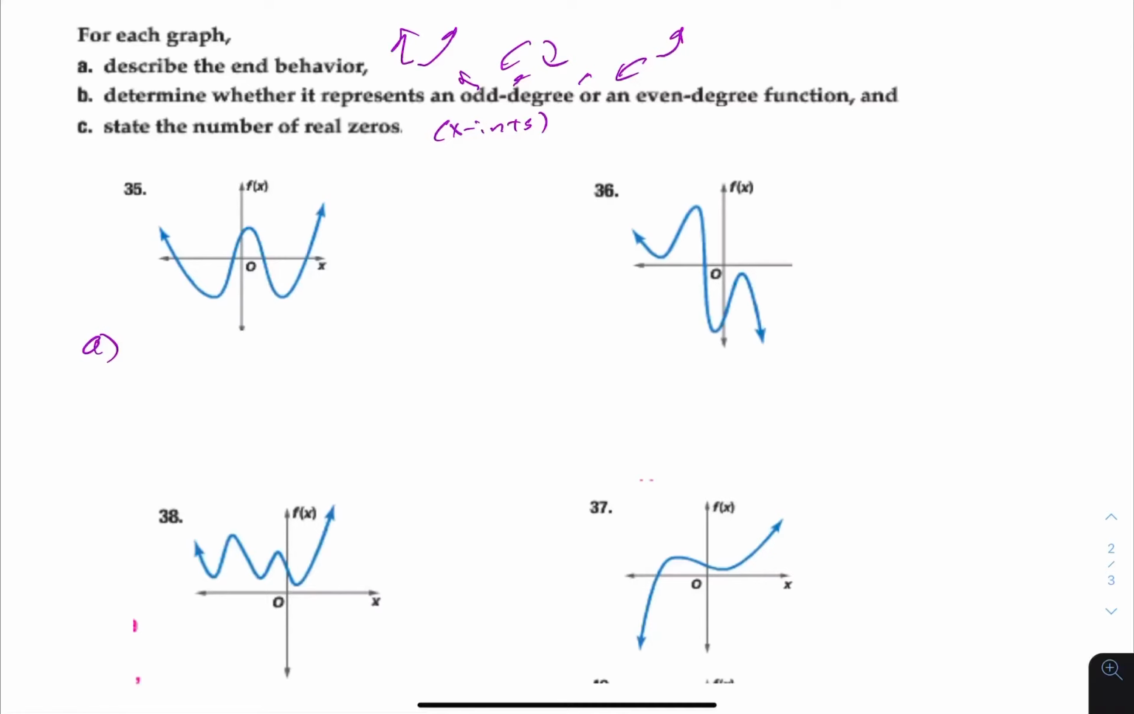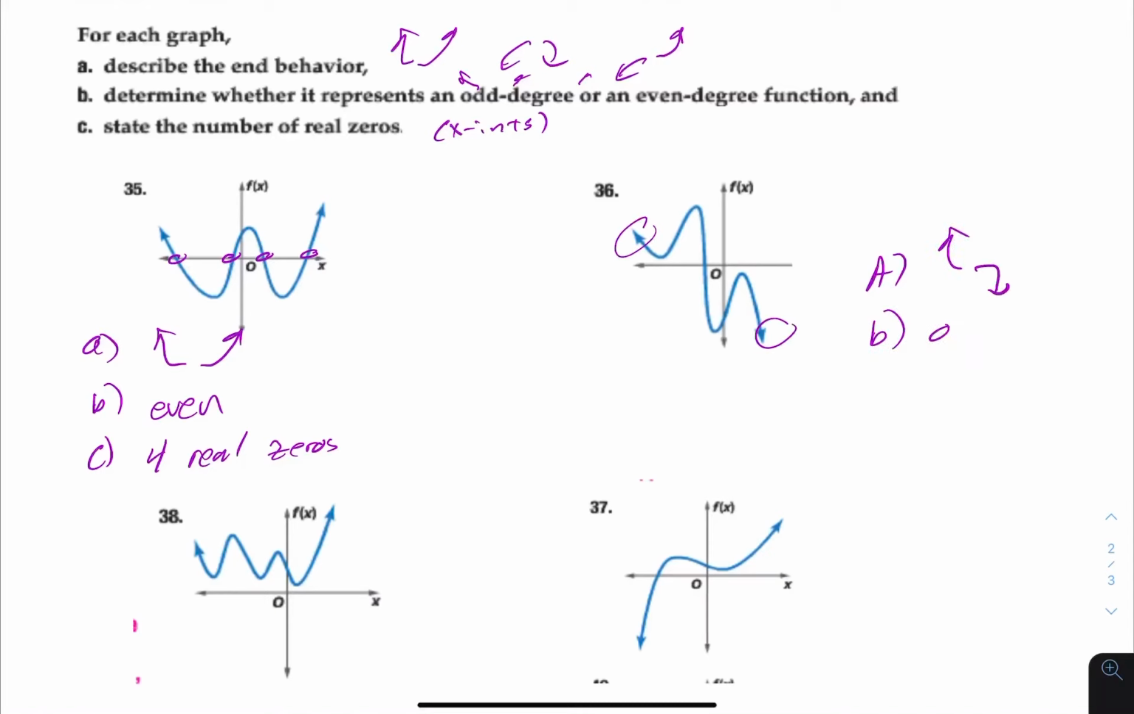So A looks like this. B, it's an even function. And then C, there's 1, 2, 3, 4 real zeros. So 4 real zeros. Number 36, A, it's going like this and like this, right? B, that makes it an odd function because we're going in opposite directions. And then C, there's only 1 real zero. That means there are lots of imaginary zeros. Just like that.